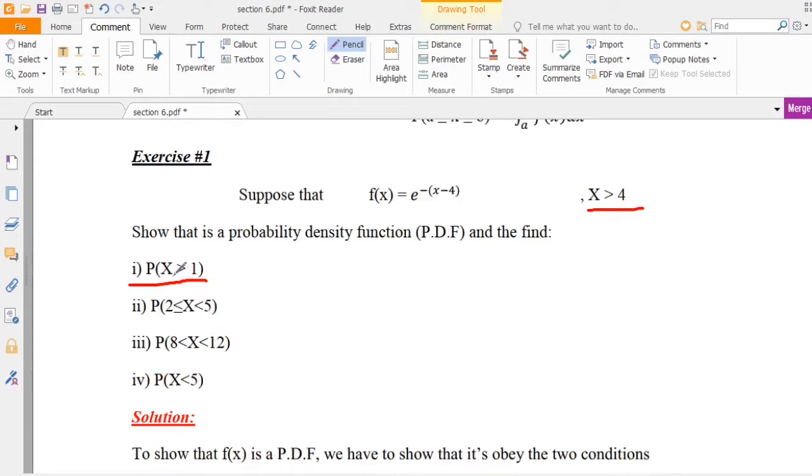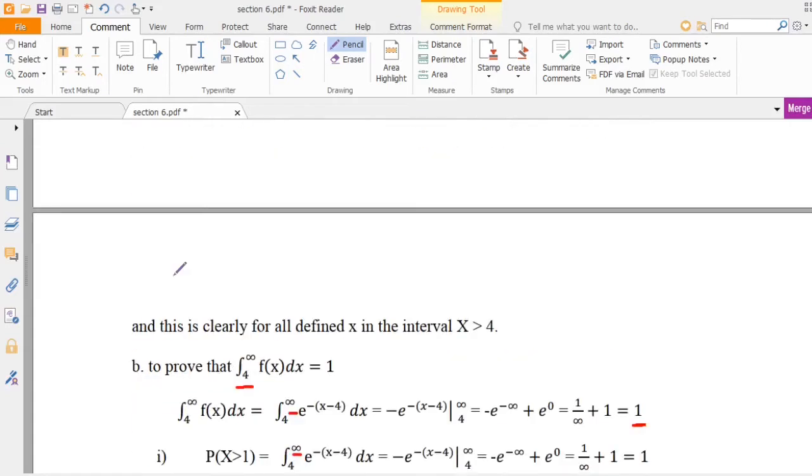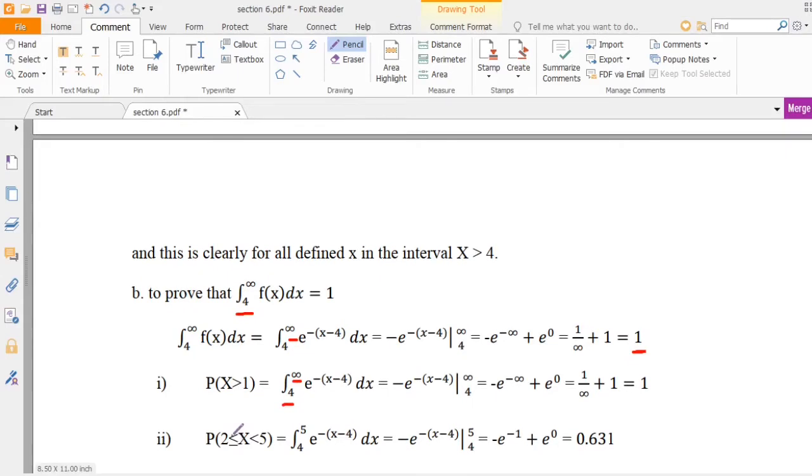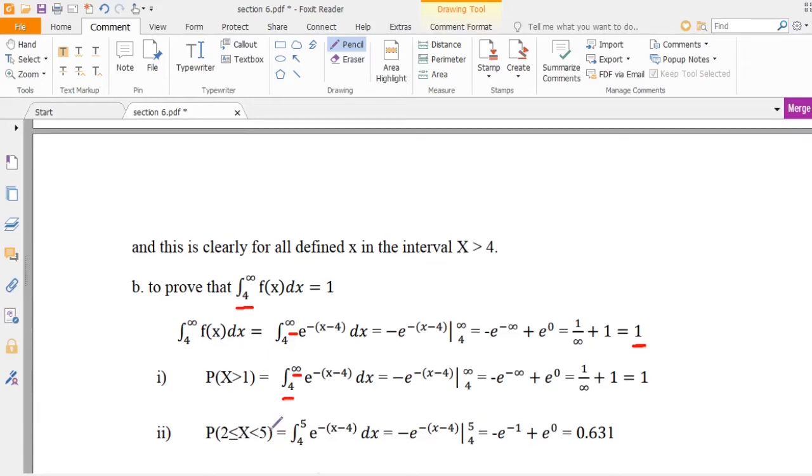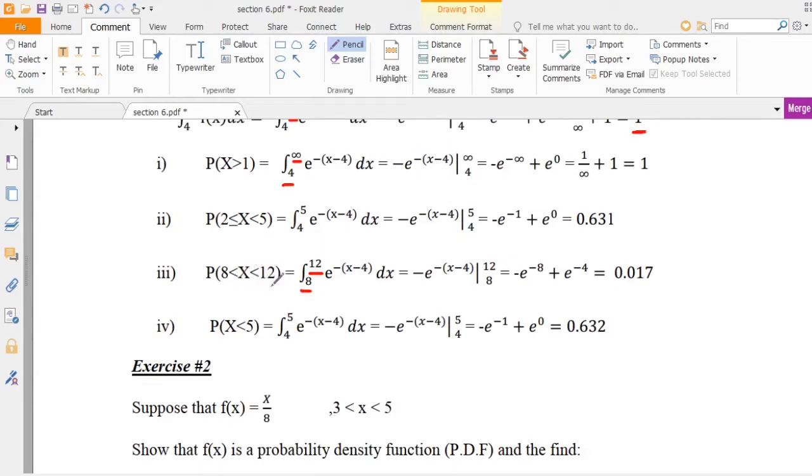The first part asks about x bigger than 1, and as we don't have the interval from 1 to 4, we will get x bigger than 4. So the first result will also be 1. The second one asks about x bigger than 2 until 5. We don't have values from 2 to 4, so we start from 4 as the first value, so we have from 4 to 5. The third asks about 8 to 12, and here we have the interval, so we get the result for 8 to 12. The fourth is x less than 5, but as we only have values from 4 to 5, we do the calculation for it.